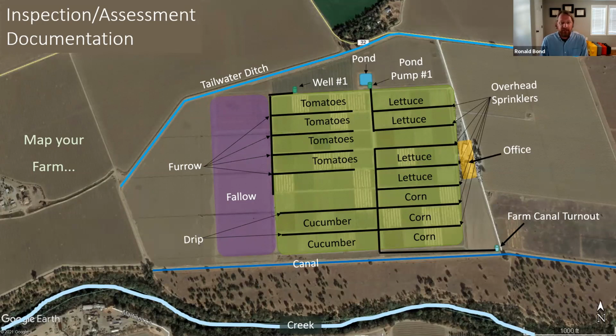And if you see problems, you can circle those problems and really go through your inspection forms and let them know that you've looked at it and you've mitigated that risk, or you've done something about it. But this is the first thing you should do, is map out your farm.